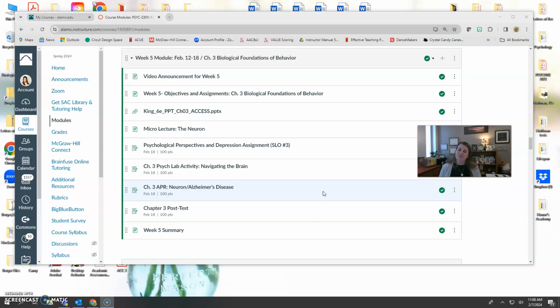This week we are moving on, finally, since we spent 2 weeks in chapter 2, and this week we are moving on to chapter 3, which is the biological foundations of behavior. In this chapter, you're going to learn everything from the parts of the neuron to the entire nervous system to parts of the brain and the endocrine system. So it's really building that biological psychology piece of how we look at human behavior through those systems.